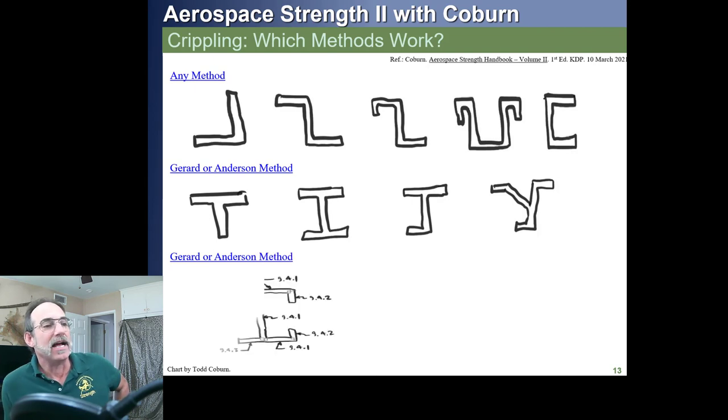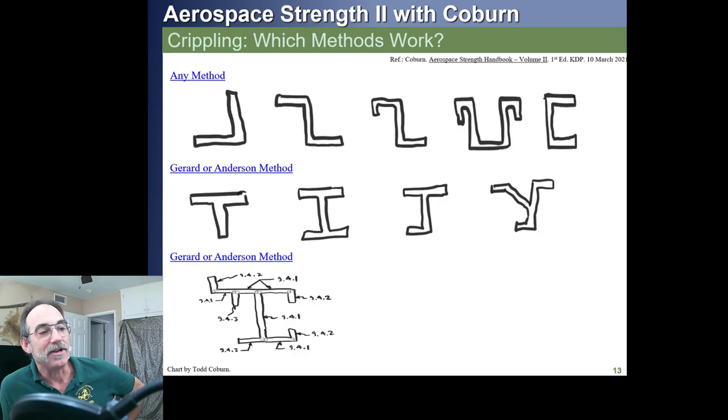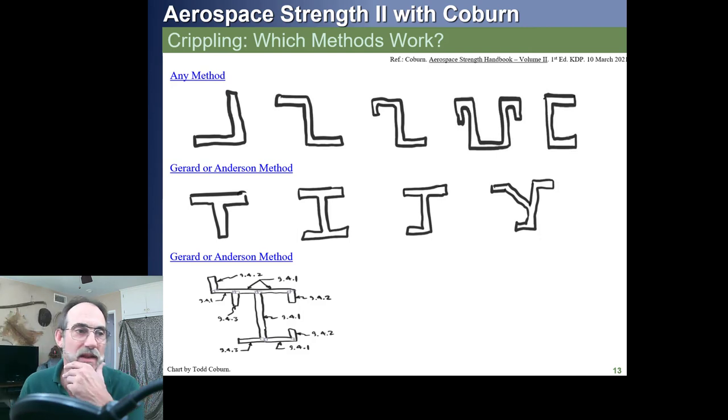If you get a cross-section like this puppy, we already saw that that could be either Girard or Anderson. In Girard, you would need what? 1, 2, 3, 4, 5 cuts. And then you would have to count flanges to calculate your G, and then you'd plug into the appropriate formula. In my opinion, Anderson's is the easiest way to apply to something like this.